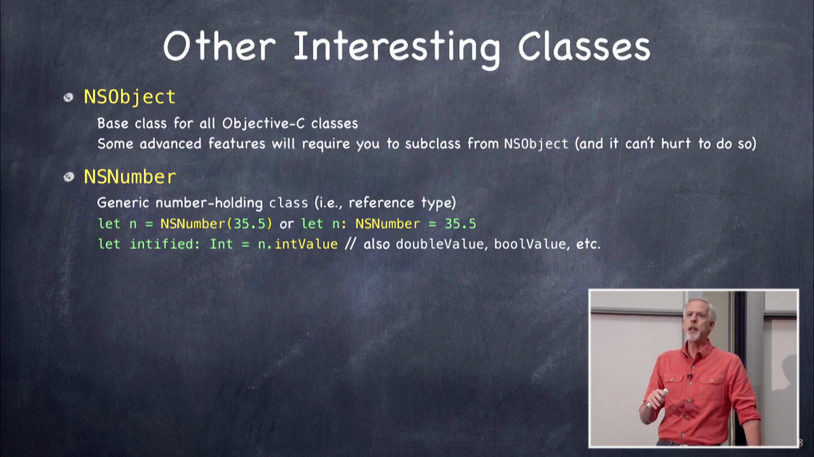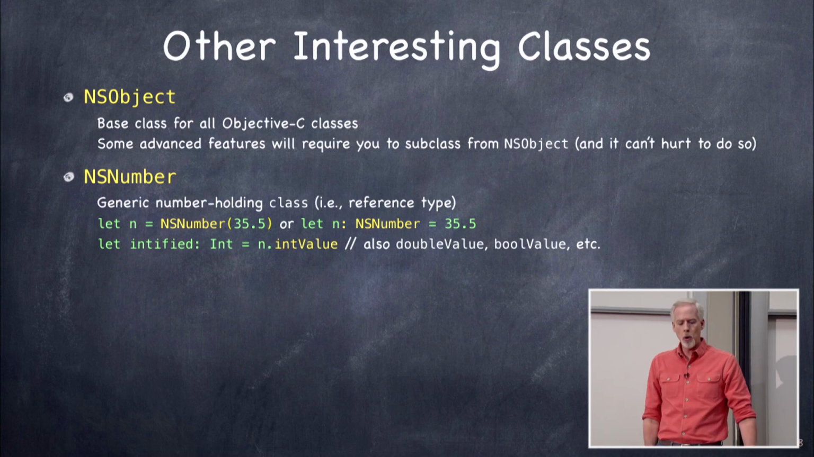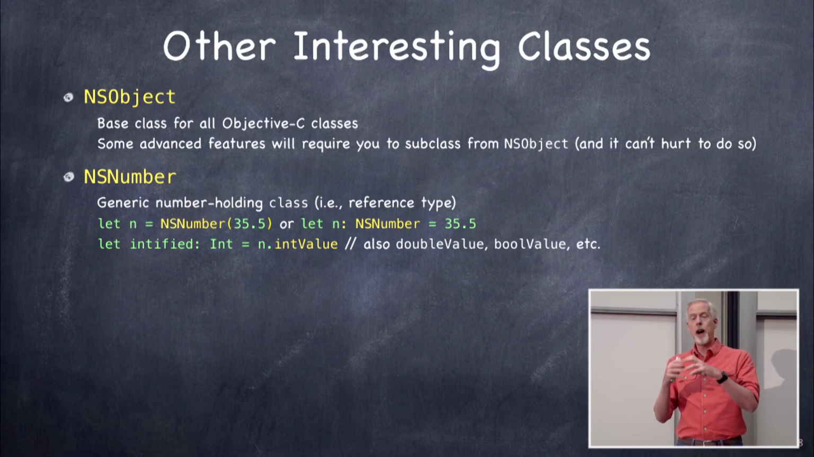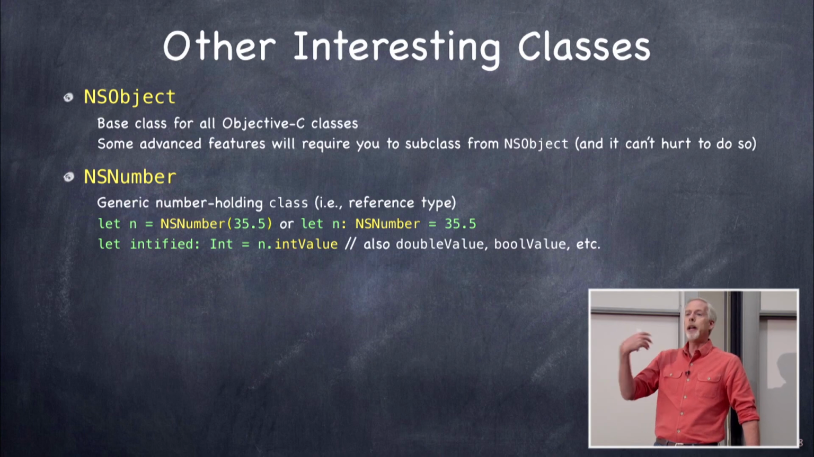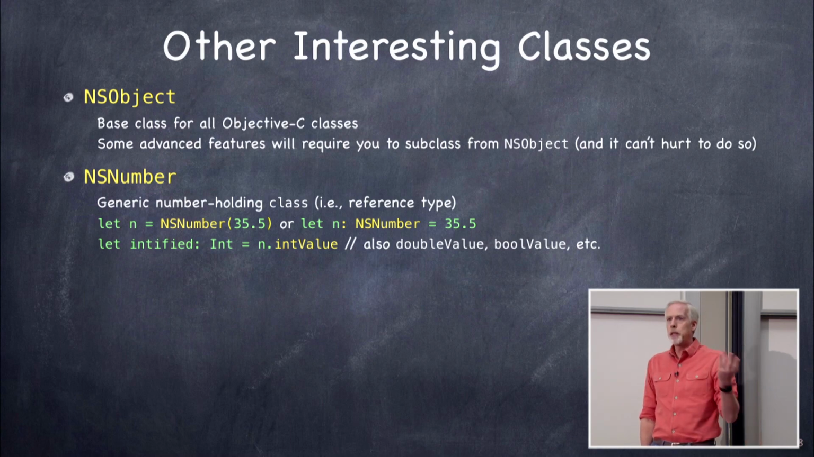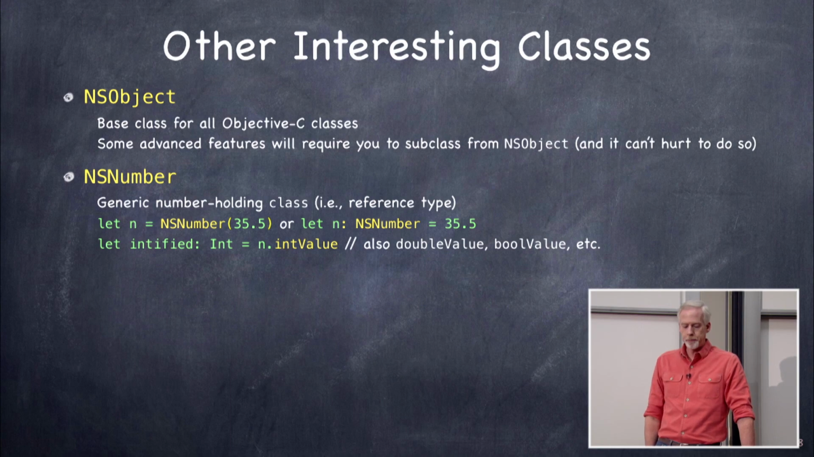But I just mentioned it in case you see it and wonder, what is that? It's this old Objective-C generic number holder. It's easy to create one from a double or an int by just using an initializer, right? NSNumber with 35.5. That's going to give you an NSNumber with the double 35.5 in it. And you can get the values out with vars on the number, like intValue, doubleValue, boolValue. They'll give you the return in a Swift type, double, int, bool, whatever.